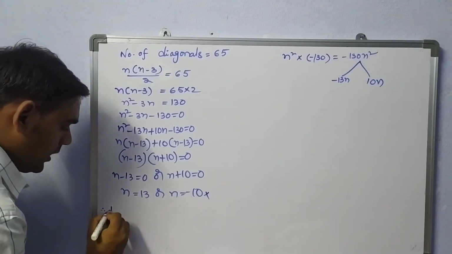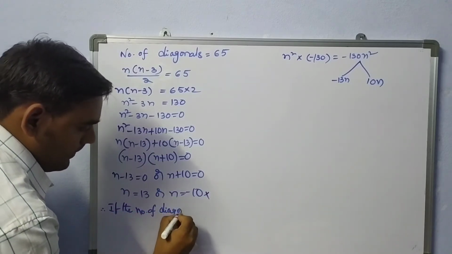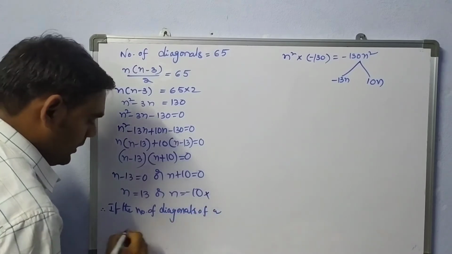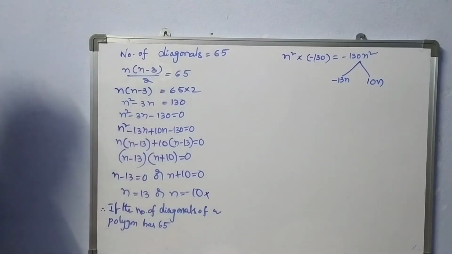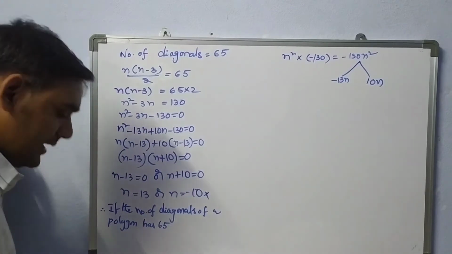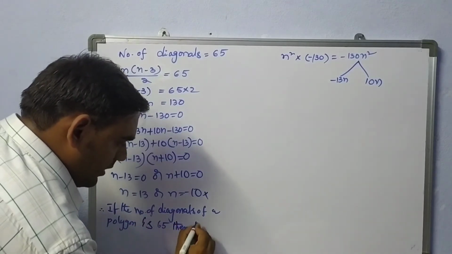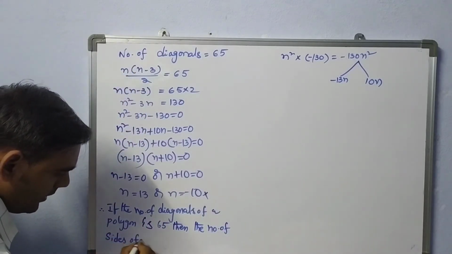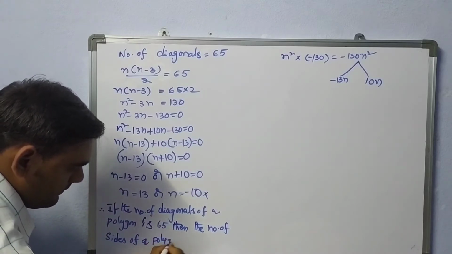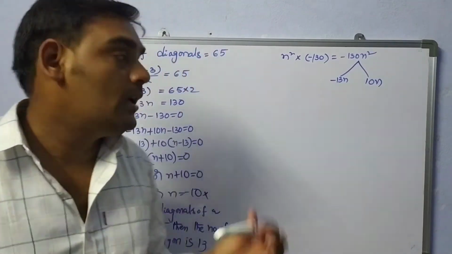Therefore, if the number of diagonals of a polygon is 65, then the number of sides of the polygon is 13. So here in this problem we have completed half of the problem.